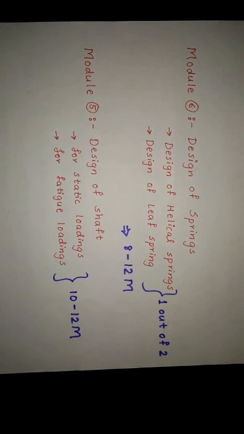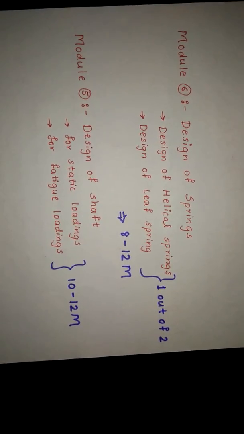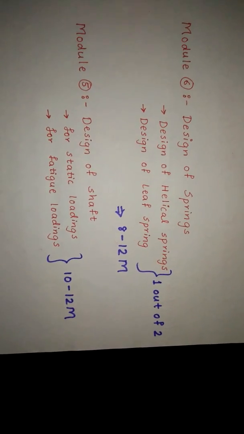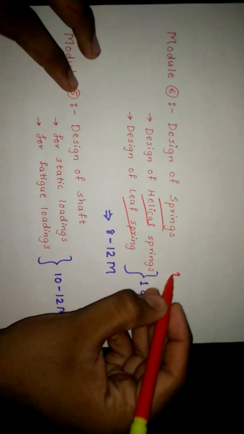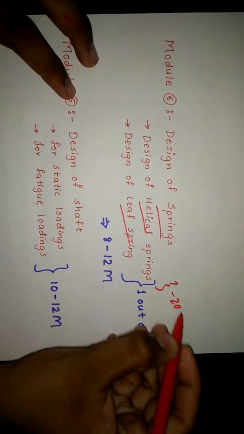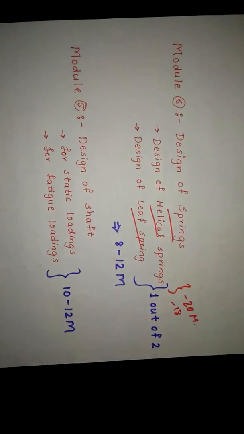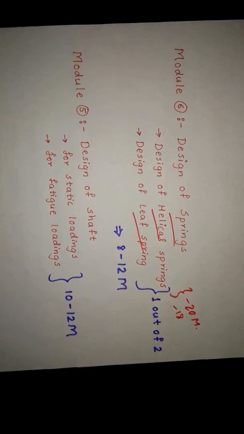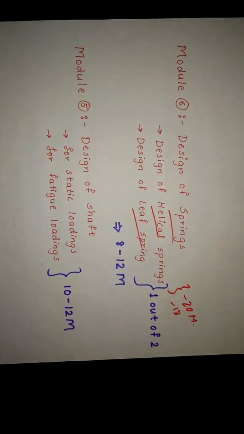And then comes module 6. Module 6 contains design of springs, for 8 to 12 marks. Actually, if you do all the types of springs, helical spring, oblique spring, it will totally help you to get 20 marks, or most probably 18 marks, in your exam. So guys, please do this chapter, springs, properly. It will help you to score more marks.